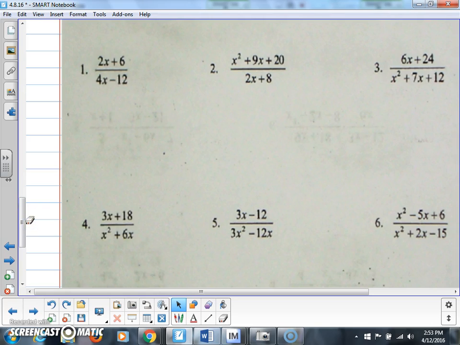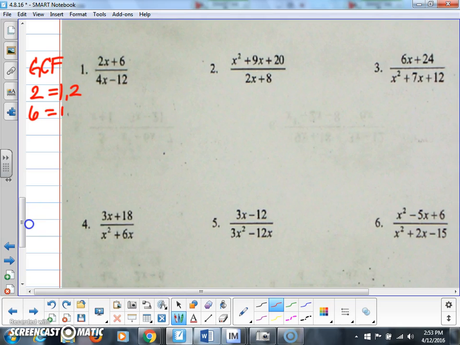If you look at number 1, what is the greatest common factor between 2 and 6? 2. So I'm going to divide a 2 from the numerator. You're going to divide 2 from both of the terms in the numerator. So what is 2 divided by 2? 1x. Good. And then what's 6 divided by 2? 3. Plus 3.